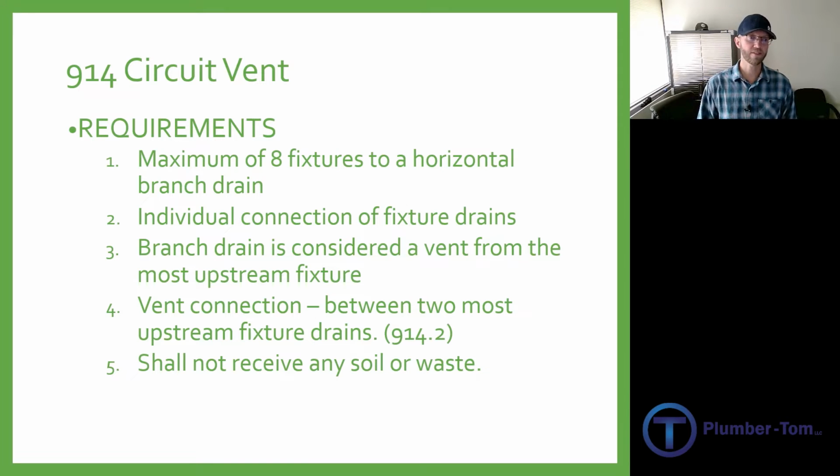Requirements for a circuit vent include: it has a maximum of 8 fixtures connecting to that horizontal branch. So there's a limit to how many we can get on there with one circuit vent. Another requirement is that every fixture has to have an individual connection to that horizontal branch. Now, similar to wet venting, what we're looking at here is using that drainage pipe both as a drain and as a vent. The number 3 consideration is that the branch vent is considered a vent from the most upstream fixture. We're going to provide a dry vent for this system, and it has to be a dry vent.